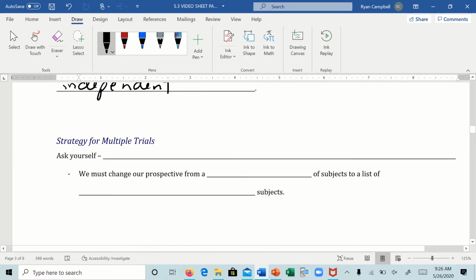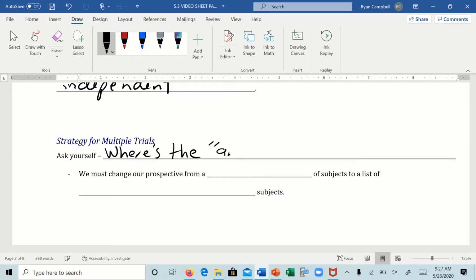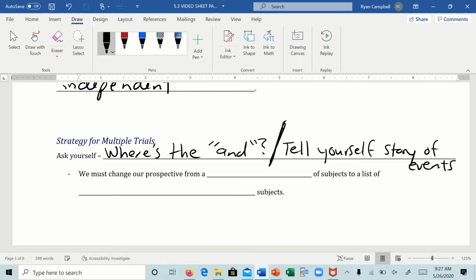So here's the strategy for multiple trials. Here are two different ways of thinking about it. One thing you can ask yourself is, where's the and? Another way to think about this is to tell yourself a story of the events occurring. So it's either asking yourself, where's the and, or telling yourself the story of the events.